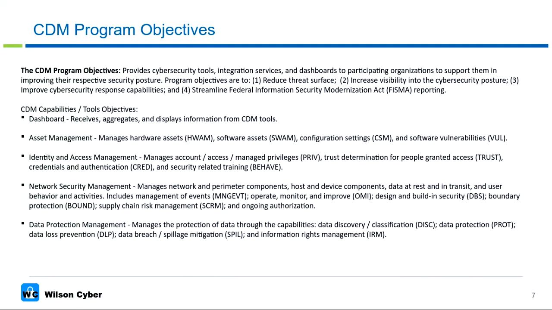Network security management manages network and perimeter components, host and device components, data at rest and in transit, and user behavior and activity. So this is more managing the flow, the connections, the implementation of IT functions so that we can measure the security ongoing. It includes management of events, or MNG EVT, operate, monitor, and improve, OMI, design and build in security, DBS, boundary protection, supply chain risk management, SCRM, and ongoing authorization.